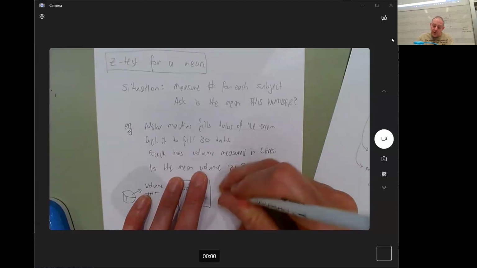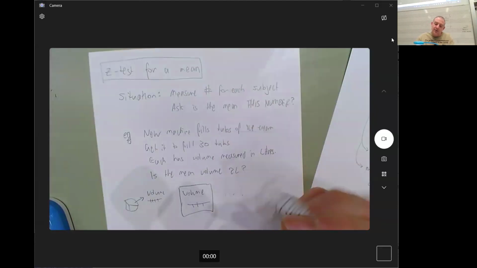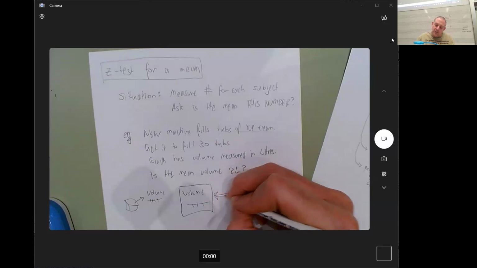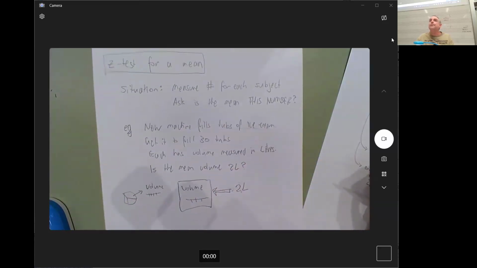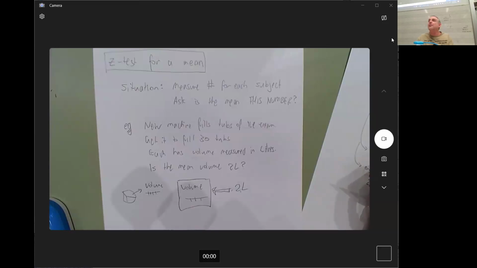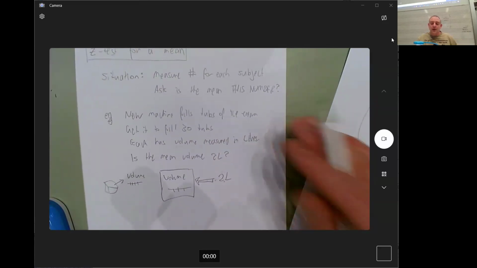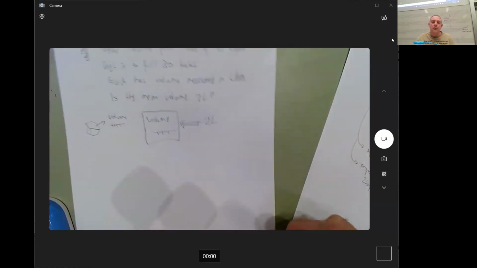In fact, my question is, does the number 2 liters do a good job at trying to predict what that volume is? Is it a good number for being in the middle of that volume? That's the question I'm asking. I tend to do all these with pictures because it helps me.